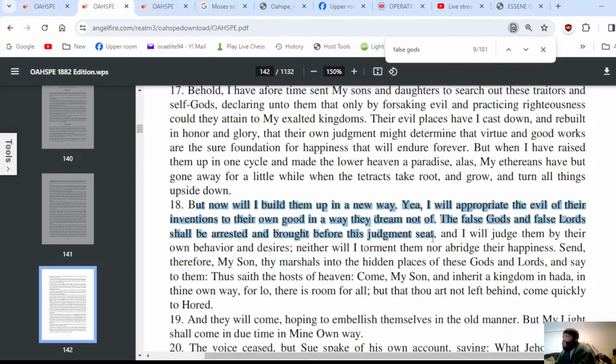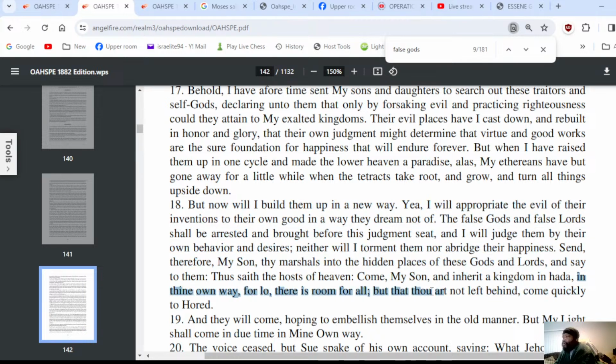He said, the false gods, false lords shall be arrested, brought before his judgment seat. I will judge them by their own behavior and desires. Neither will I torment them nor abridge their happiness. Send therefore my son, thy marshals, into the hidden places of these gods and lords, and say to them, thus saith the Lord of hosts of heaven, come, my son, inherit a kingdom in Hada. That's not good. Hada, that's like hell.